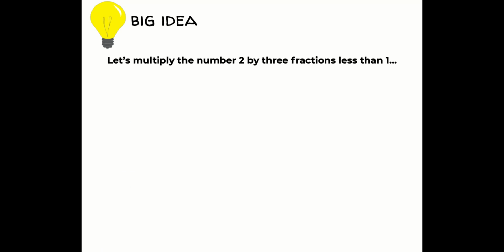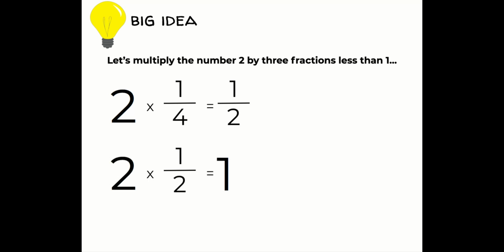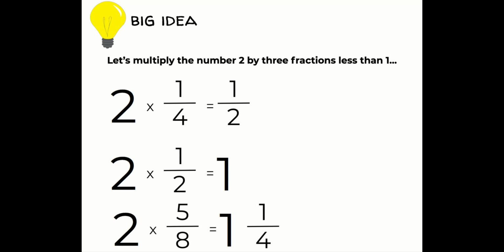Now let's take a look here and multiply the number 2 by 3 fractions that are less than 1. 2 times 1/4 is 1/2. 2 times 1/2 is 1, and 2 times 5/8 is 1 1/4. In these examples, the products are all less than the whole number 2.